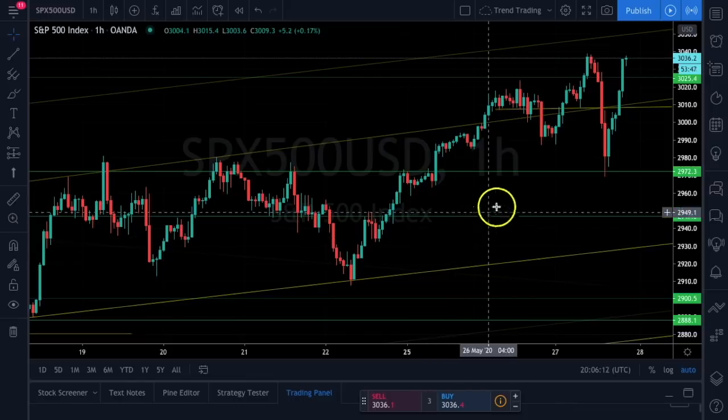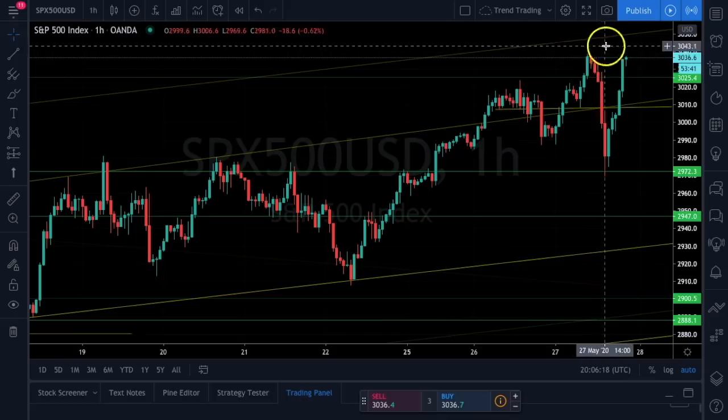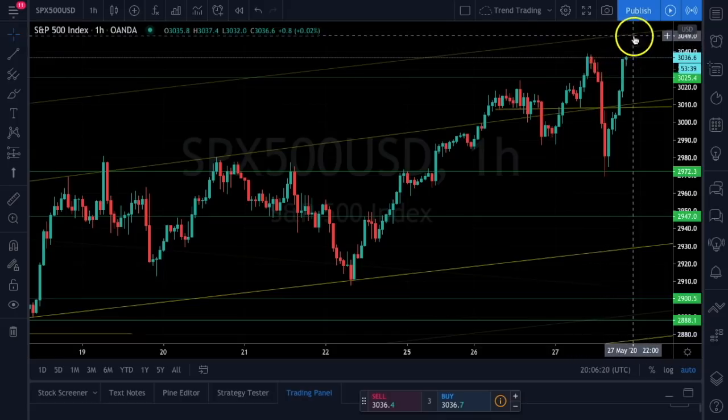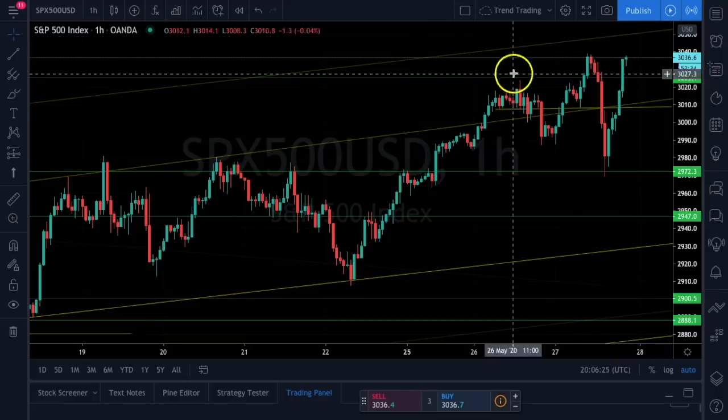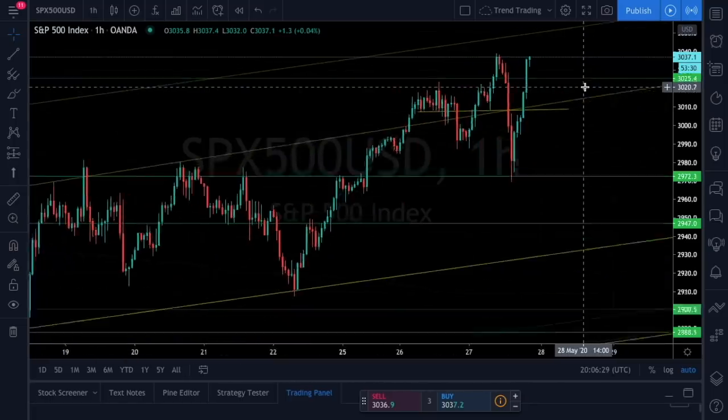What I'm watching overnight right now, I'm hoping that we come up here and take out the overnight highs. I'm hoping that we come up and test this resistance, which will be somewhere around 30.48, 30.50, right here, that trend line resistance. And that's where I'm looking for the market to top out.